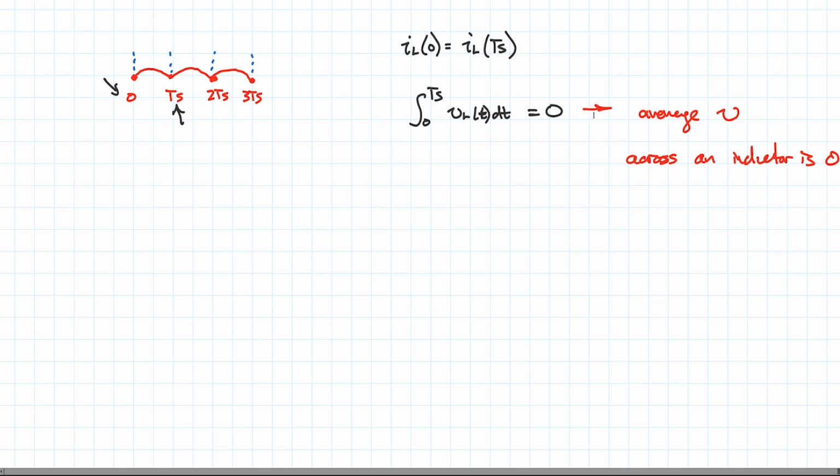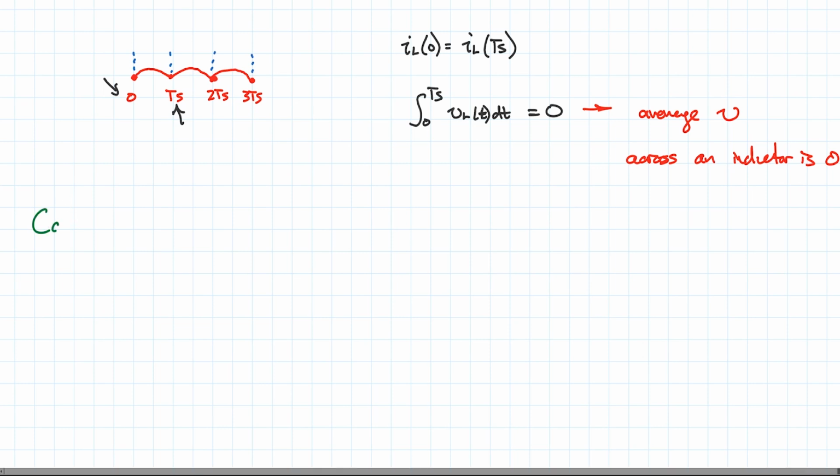Average, we relate to DC, and we know that in DC, inductors don't have any voltage drops. The DC voltage drop is 0. It acts as a short circuit, which is exactly what this is telling us. Now we've kind of proven that, whereas before we kind of just knew it, or we were told it, I guess.